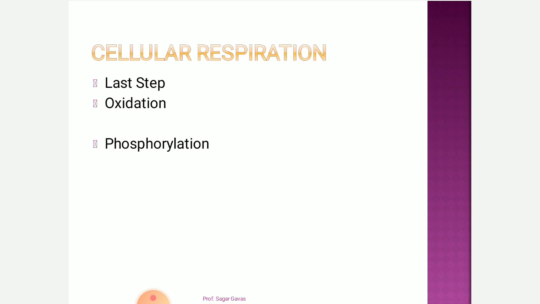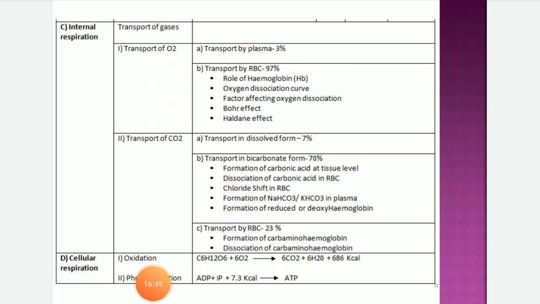Cellular respiration occurs in eukaryotes within the mitochondria. Mitochondria is called the powerhouse of the cell, where ATP is generated. How it is generated, we have discussed in 11th standard, in the Krebs cycle and electron transport system. So this is all about internal respiration, and the last part called cellular respiration.